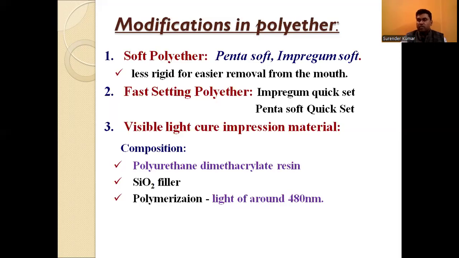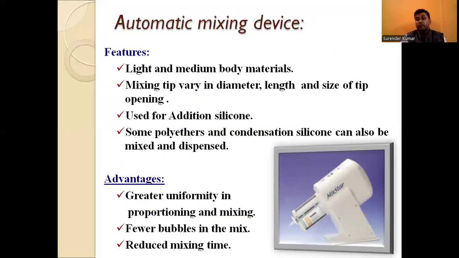Visible light cured impression materials are there. The composition is polyurethane dimethacrylate resins. Silicon dioxide fillers are there, and polymerization is done with a 480 nanometer light source. Automatic mixing devices have come. The features are that light and medium body materials can be used with them. Mixing tips vary in diameter, length, and size of the tip opening. They are used for addition silicones. Some polyethers and condensation silicones can also be mixed in this manner.